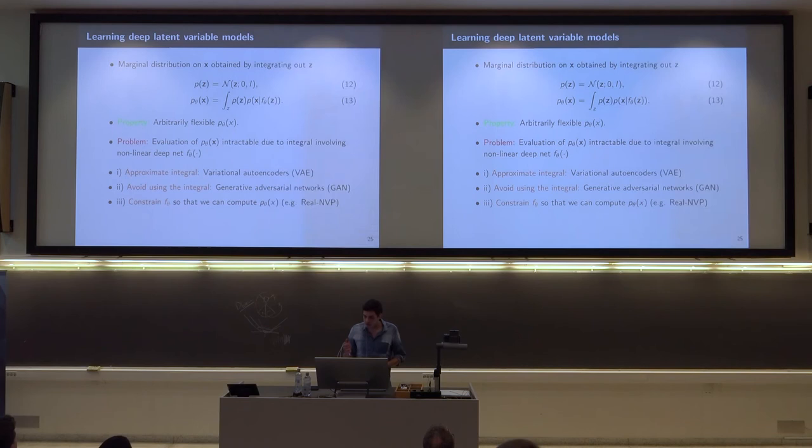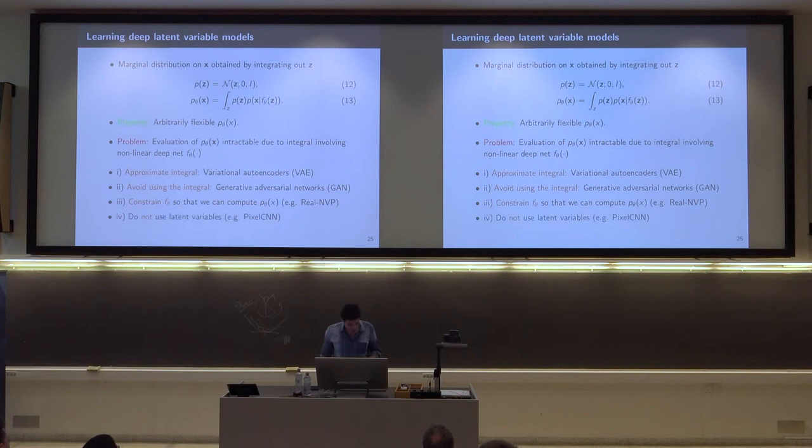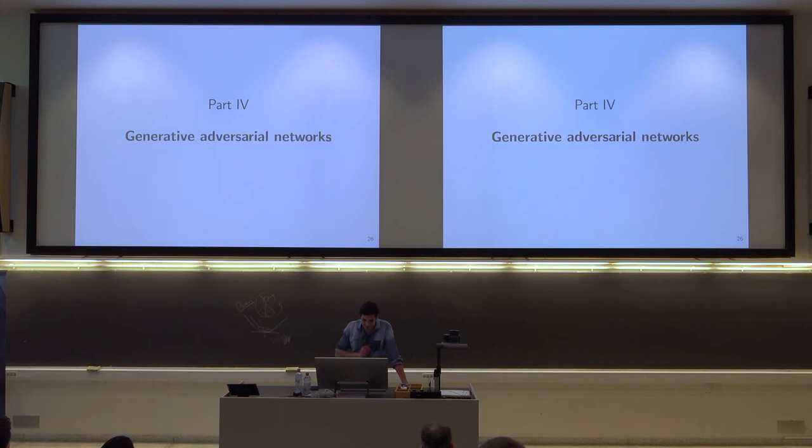Okay? F theta here is still going to be something deep and flexible, but it will be constrained to a family where the computation of this quantity is easier. Okay. And the fourth solution is to not use latent variables at all. Maybe we don't have to have this vector z. So under a latent variable generative model, but it might still work. We'll see. All right, so I'll start by speaking about solution two.